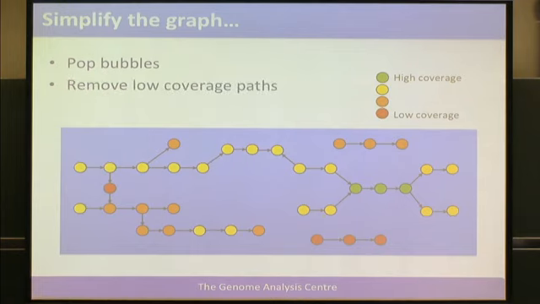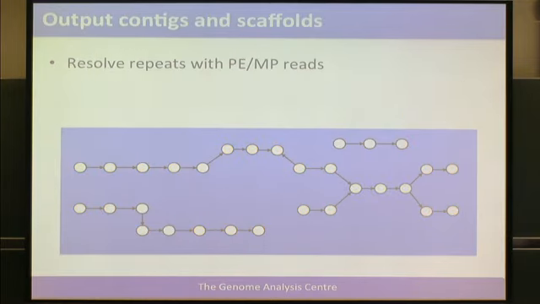Another trick might be to remove low coverage paths, which are likely to be due to errors. So there's a couple we can identify here and here, which are low coverage paths, so we might get rid of those. And then we might also clip tips, because again these might be due to errors, or at least if they're short enough, they're not adding that much to the graph. So again we might get rid of this tip and this tip. And then we're left with a much simpler graph.